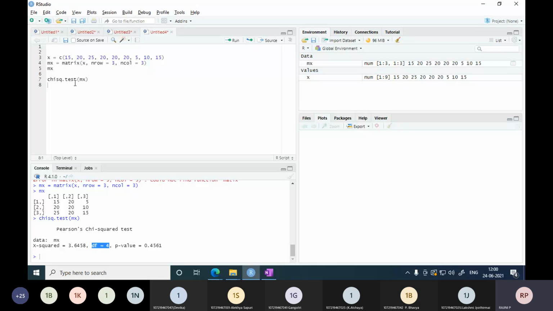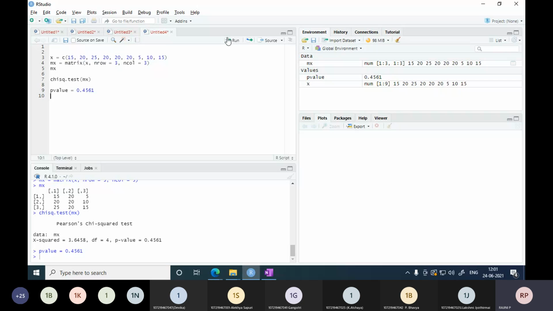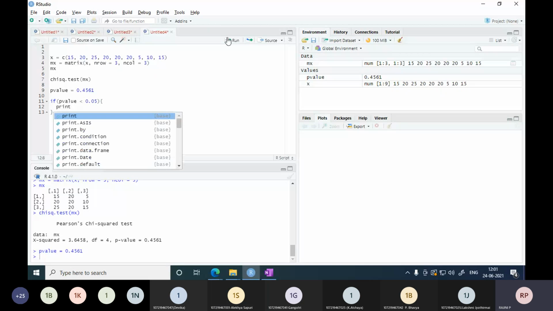Now how can I do this one? Write p-value is equal to 0.4561. Then run. Okay, and next move to the condition: if. Open the bracket and write p-value is less than 0.05. Then what are we doing? Print reject H naught.